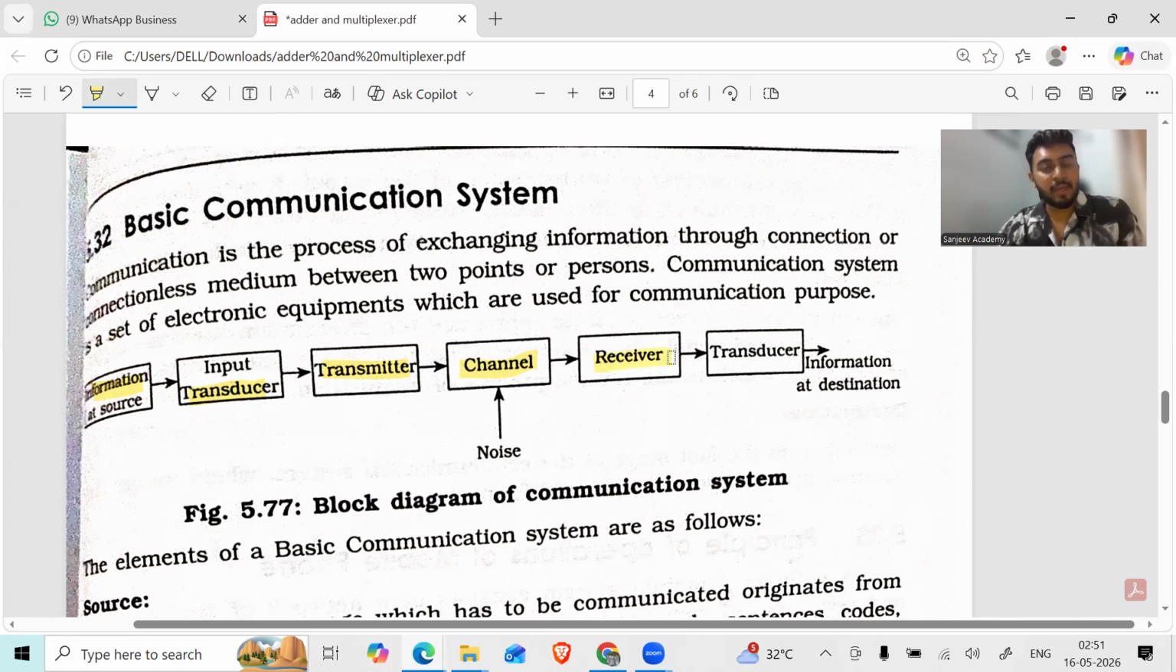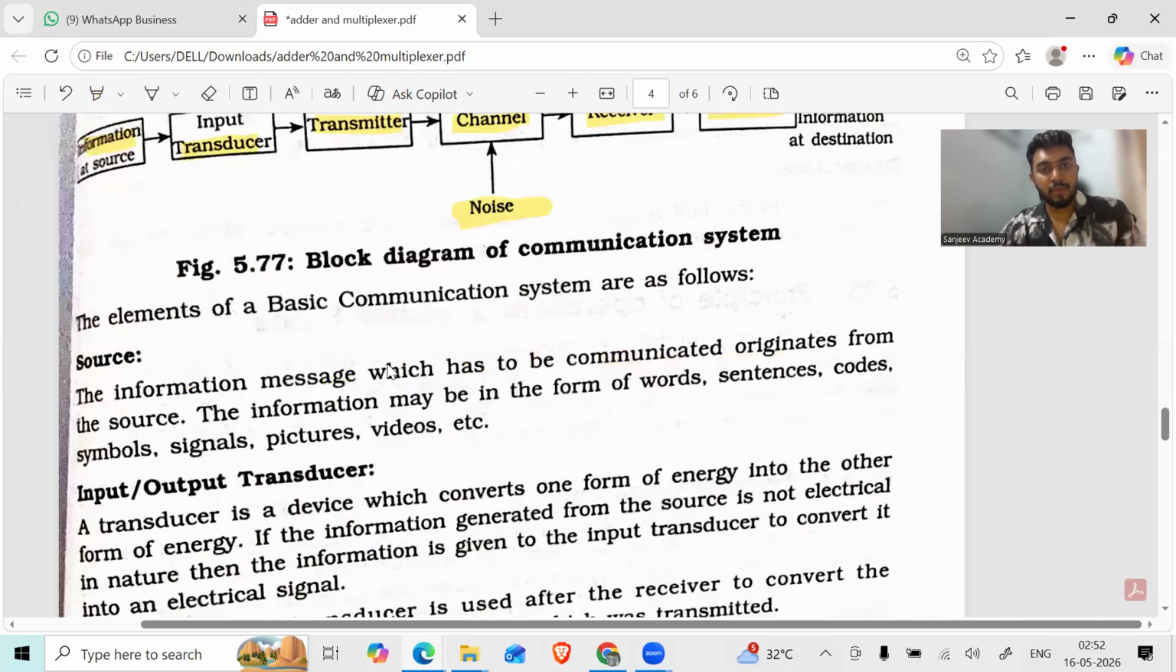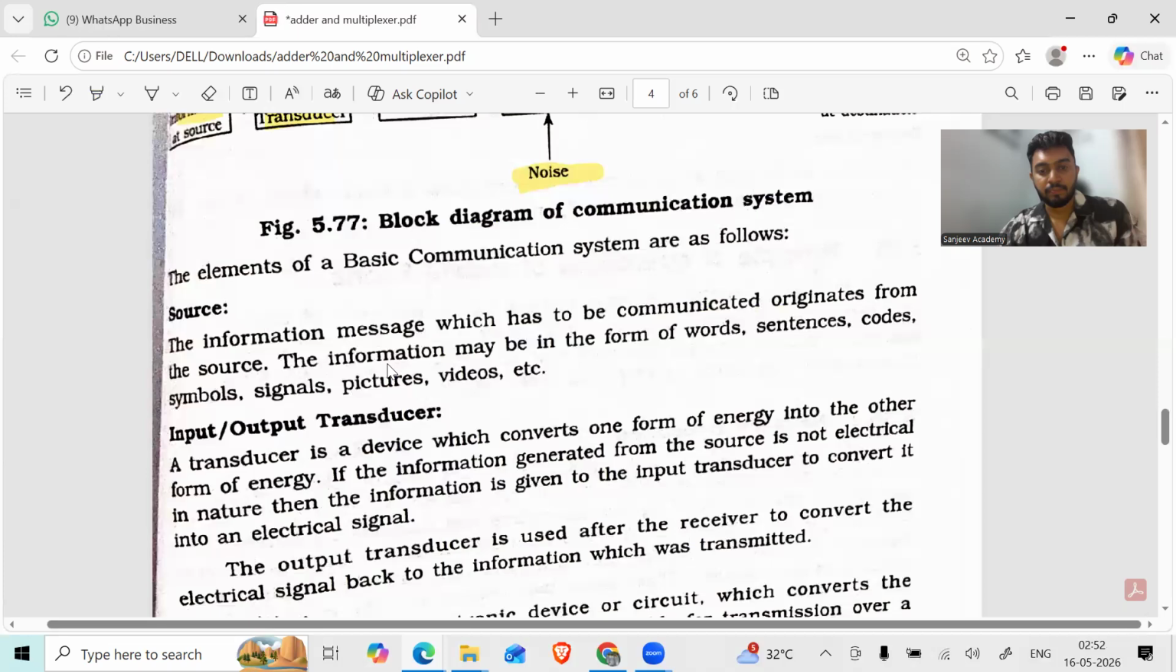Again, will you understand if it's my electrical signal? No, you will not be able to understand. So you'll be using one more transducer to convert to my voice signals, electrical to voice signals. That's all. And this noise is nothing but a lot of disturbance. In the second year of electronics, you will study much more in depth about it. So the main thing here is the transducer.